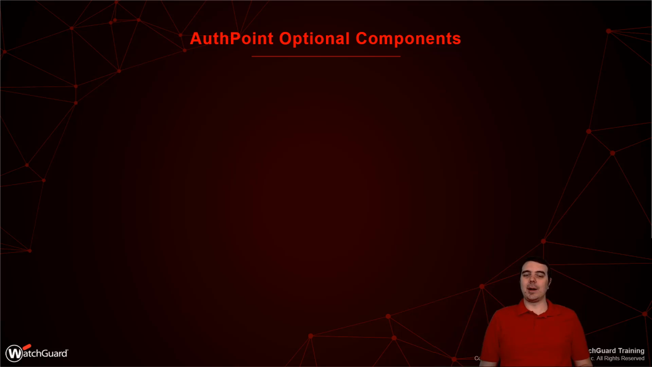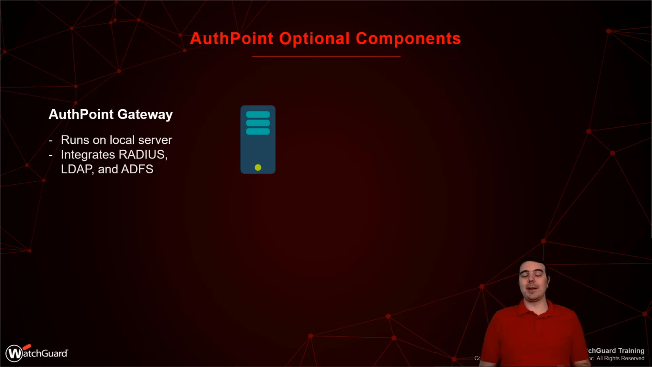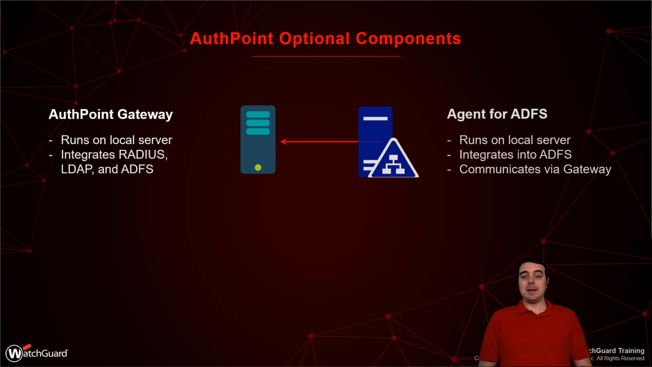AuthPoint also has several optional components that you might need to configure depending on your environment. The first of these is the AuthPoint Gateway. The gateway provides a bridge between AuthPoint and your local network to allow the LDAP and Radius protocols to be securely transmitted to the cloud. The gateway is also required for the ADFS integration. ADFS is a Windows Server role for providing web-based authentication, and we can use the AuthPoint agent for ADFS to protect the logins to the ADFS server with MFA. You must configure and install an AuthPoint gateway for this agent to communicate with the cloud.